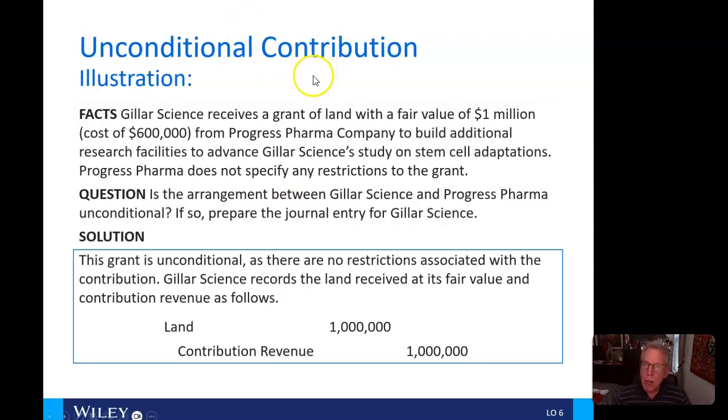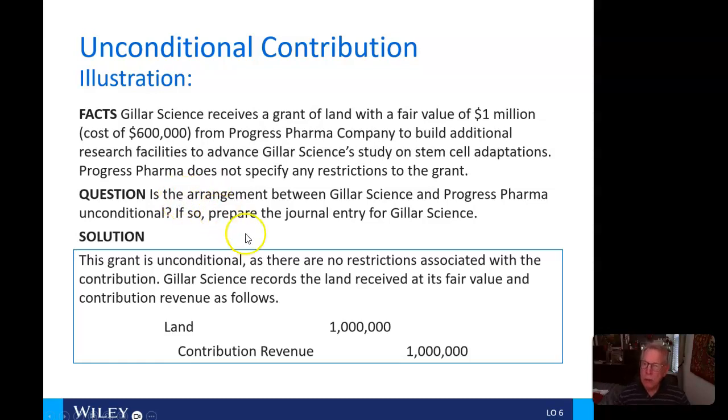Now, if there is an unconditional contribution, we do that a little differently. Giller Science receives a grant of land with a fair value of $1 million, but it costs them $600,000, from Progress Pharma Company to build additional research facilities to advance Giller Science's study on stem cell adaptations. Progress Pharma does not specify any restrictions to the grant.